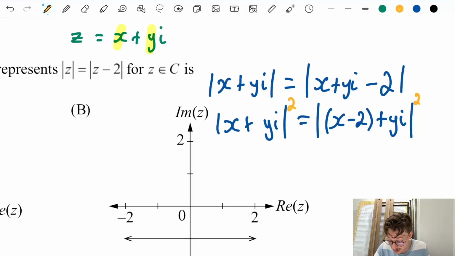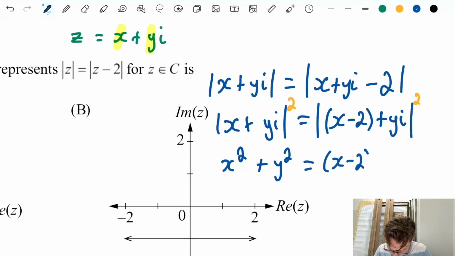However, assuming we are somewhat good with that idea, if I square the modulus of a complex number, I get the real part squared plus the imaginary part squared, and I'm going to do the same thing on the right hand side. My real part is x minus 2, so I'm going to square my real part, and I'm also going to square my imaginary number y as well. And again, the i is going to disappear, because the i's always disappear when we do this.